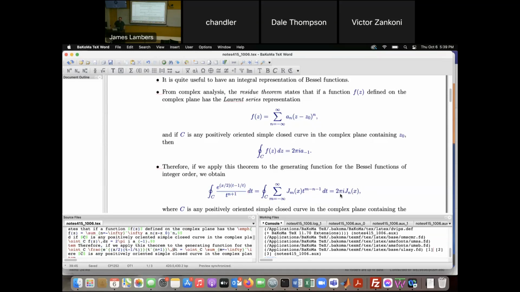Now, keep in mind that to this point, the only other representation we've seen of Jn of x is an infinite series. This can be much more practical for computational purposes, because all you have to do is evaluate this integral, which can generally be done a lot more cheaply than evaluating an infinite series that would have to be truncated at some point, of course. So already we see one benefit to having an integral representation rather than a series.